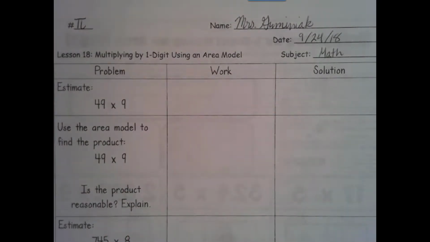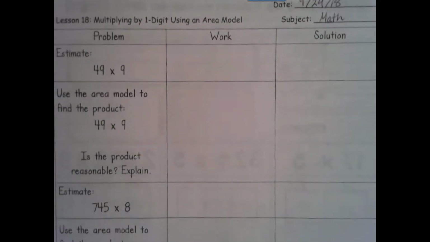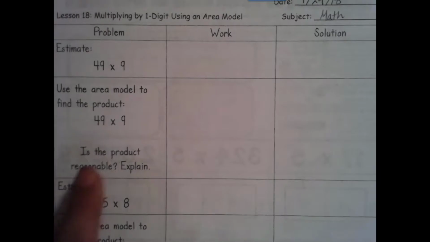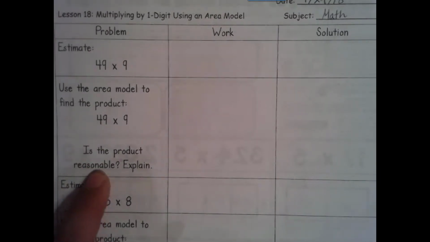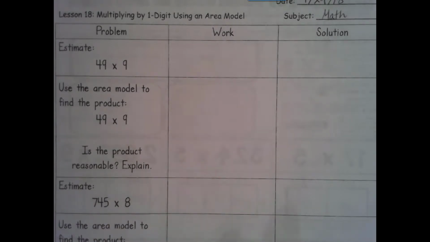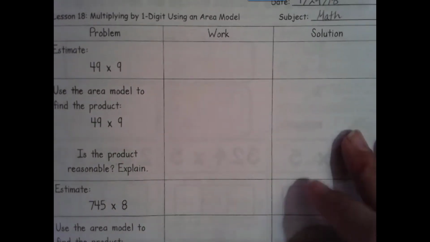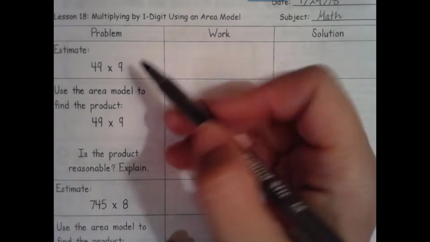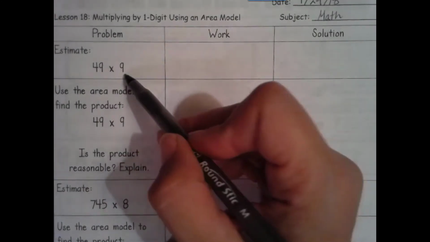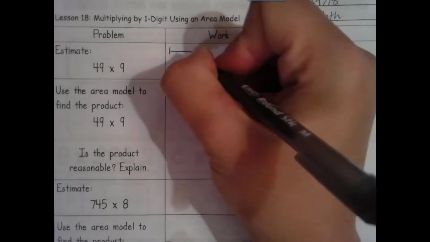Alright, so now we're going to be estimating, and we're going to be using our area model to find our product. But we're always going to be thinking, is the answer reasonable? We're going to look at that estimation to help figure out if the answer is reasonable. So first we're going to estimate. We're going to take our larger factor. Our factors are 49 and 9 here. The larger one is 49, so that's the one we're going to round.